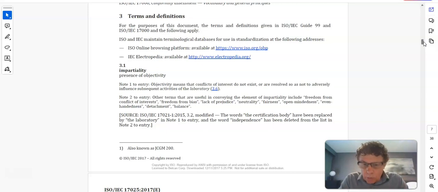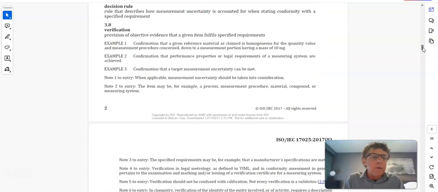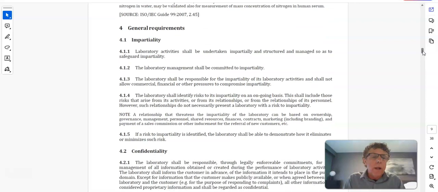So the laboratory is required to uphold impartiality requirements. Let's go right down to section 4.1, where we have the requirements for impartiality. It's a very short section. However, many laboratories get this wrong. I have written many nonconformances in the area of impartiality, mainly for a reason that auditors really get tired of seeing. So if you're doing this, please don't do this.